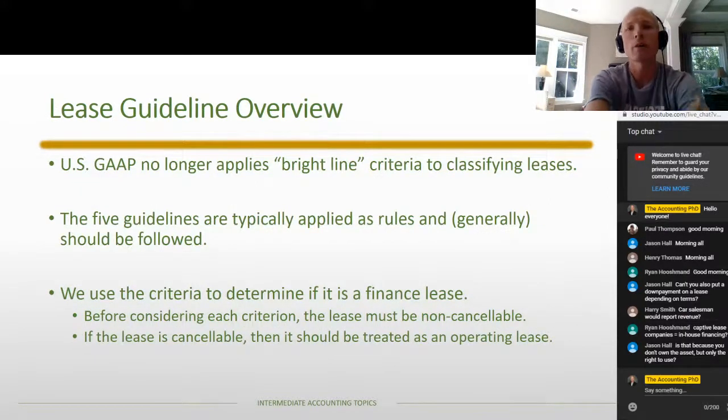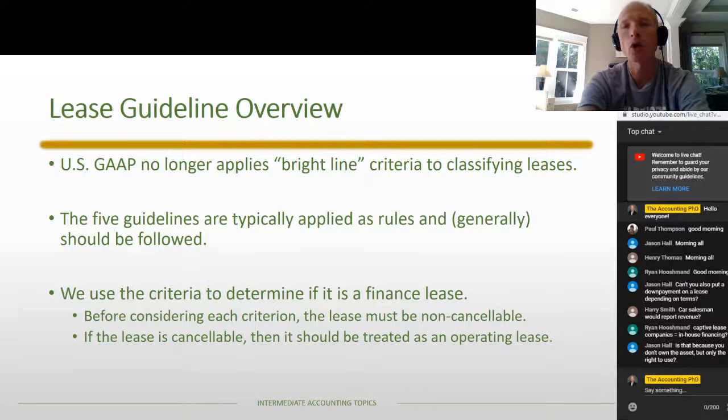Alright, so let's talk about the guidelines. Under the current guidance, US GAAP no longer applies bright line criteria to classifying leases. Under the old standard, it was basically there's rules: if you violate a rule, it's a capital lease; if not, then it's an operating lease. We've done away with that term capital lease because we capitalize all leases. And also we have rules that serve as guidelines. Again, there are 5, but they are not bright line rules.